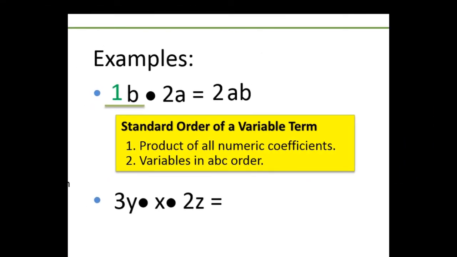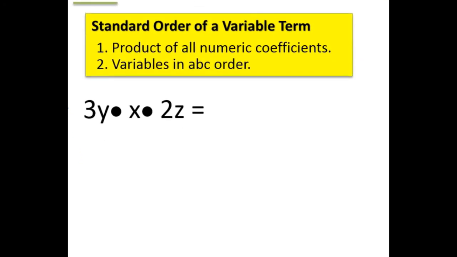Now you try it. How would you rewrite these factors in standard form? First, you would multiply the 3 times the 1 times 2 to get the coefficient of 6. Then you would write the variables in ABC order, which in this case is x, y, z.